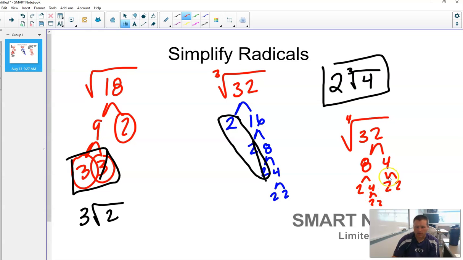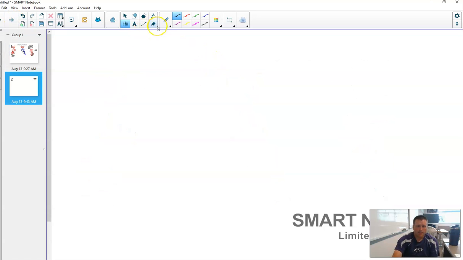So I still have the same values, but now I need a group of 4 in order to break one out. So there's a group of 4, and 3 of them are gone, 1 of them's out. So this would be 2 times the 4th root of just this other 2 that's left here. So see how it changes depending on what type of root or what type of radical we have here. Again, 3rd root, we need groups of 3. 4th root, we need groups of 4 at that point in time.